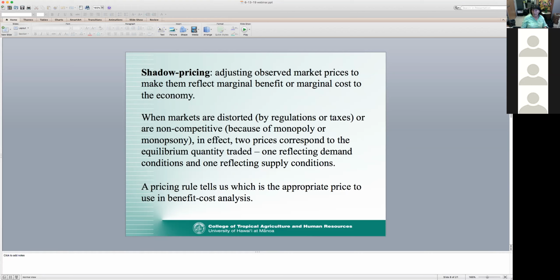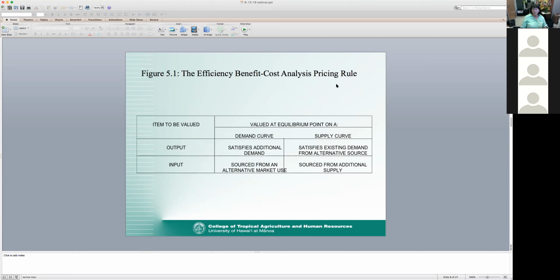So we're going to talk a little bit about what price do you use based on these little problems we're pointing out. So lo and behold, one of the questions in assignment 5 is to go through this, and here we have the little pricing rule chart, right?